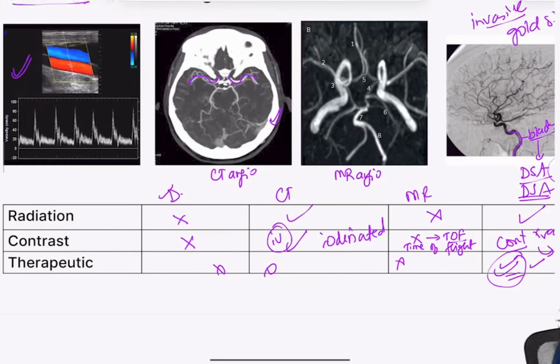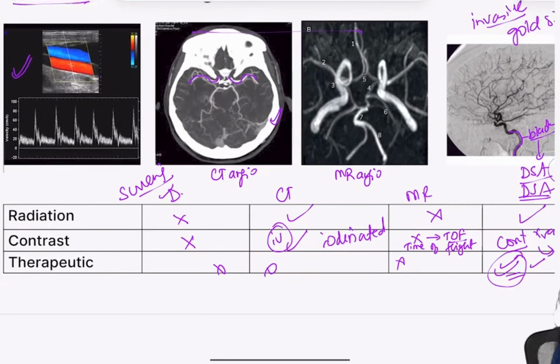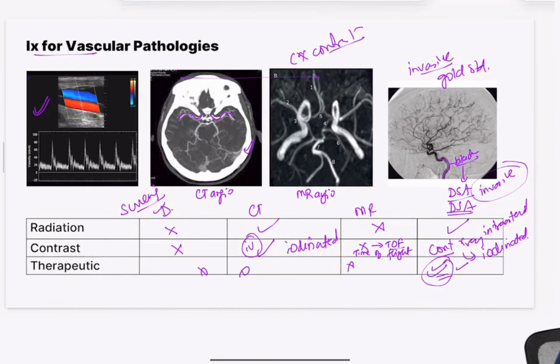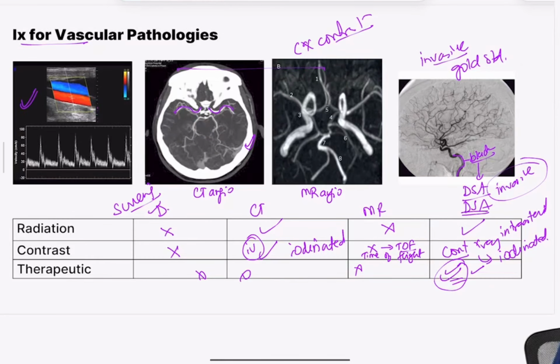Doppler is something which is easily available, cost effective. So generally this is the screening investigation that you have. After that comes CT angio and MR angio. So suppose if you have a patient with renal failure, what angiography can you do? MR angio, because you can do without contrast. So in a renal failure patient also you can do MR angio.